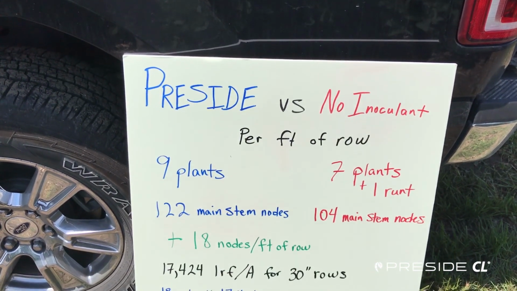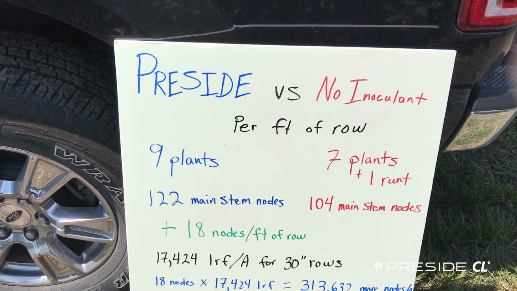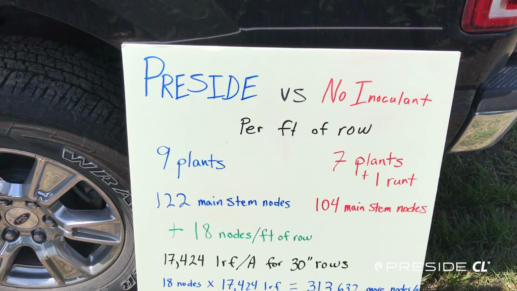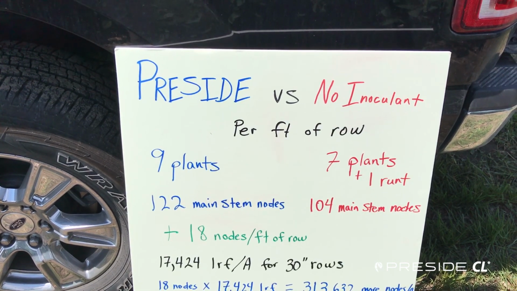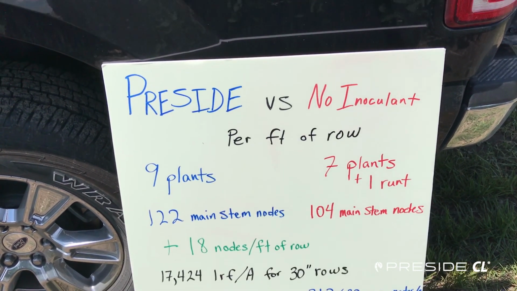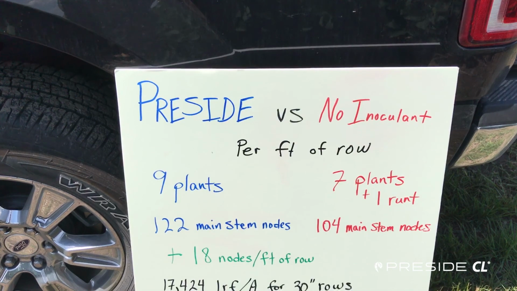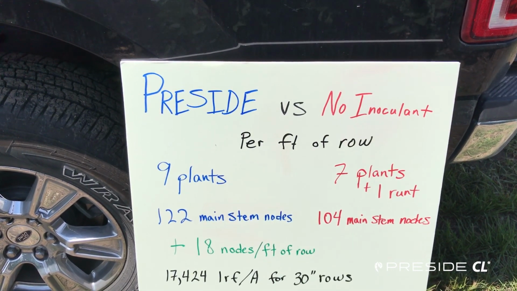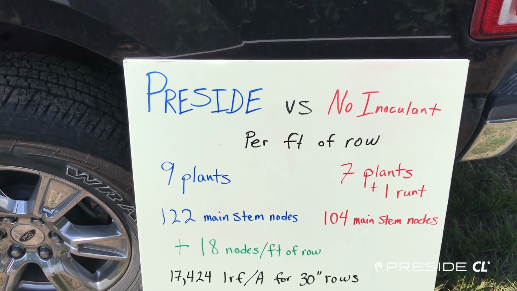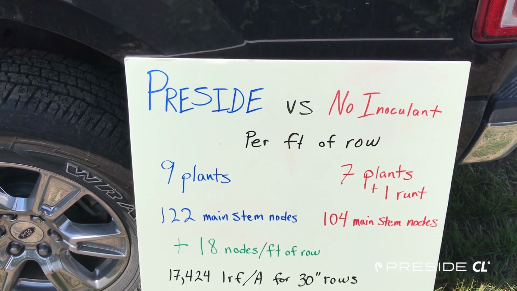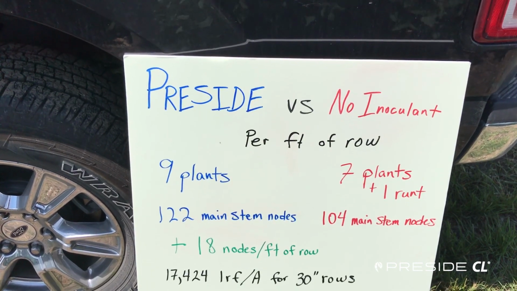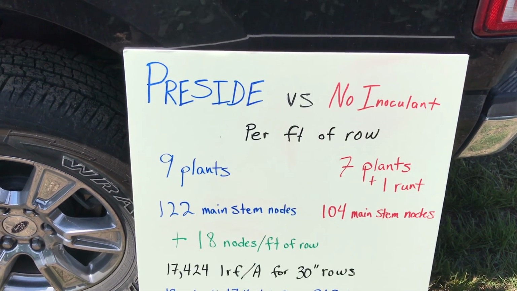We looked at the number of main stem nodes that had reproductive sites on them, and that was either pods starting to develop or blooms on them. And the per foot row difference was 122 main stem nodes for Preside and 104 main stem nodes with no inoculant, which gives us a positive 18 nodes per foot of row difference between Preside and the no inoculant plot.